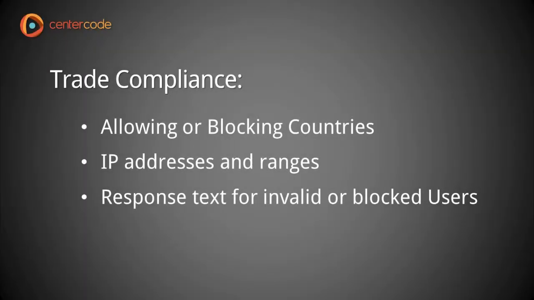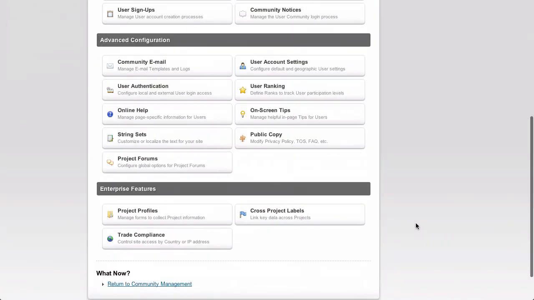Next up, we're going to talk about trade compliance, and we'll talk about allowing or blocking particular countries. You can also make exceptions or deny access to certain IP addresses and IP ranges. And finally, we'll talk about the response text for invalid or blocked users. Go ahead and jump back out to your community configuration screen and scroll down to trade compliance.